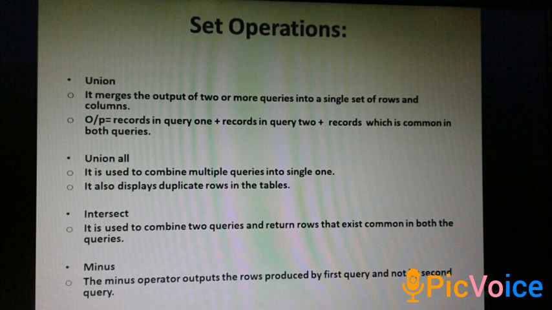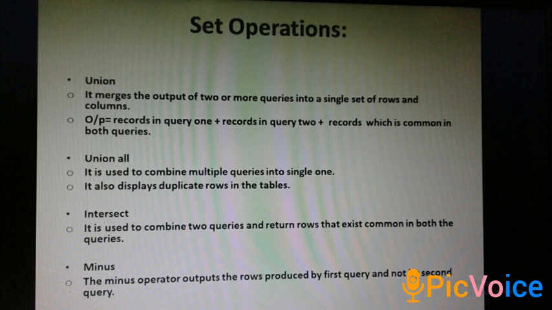Next is union all. It is used to combine multiple queries into single one. It also displays the duplicate rows in the tables. So 2 select queries are combined using the union all. It includes the duplicate rows also. Select department number, department name from department 1, union all, select department number, department name from department 2.